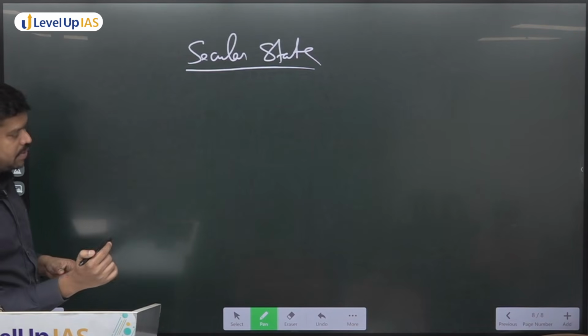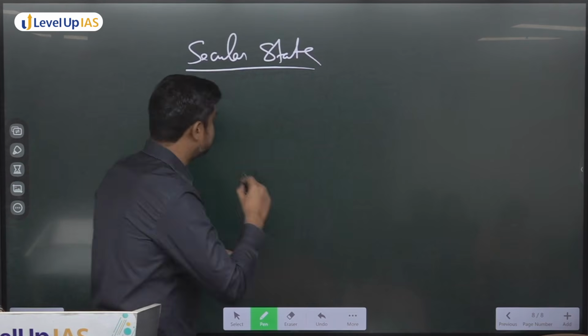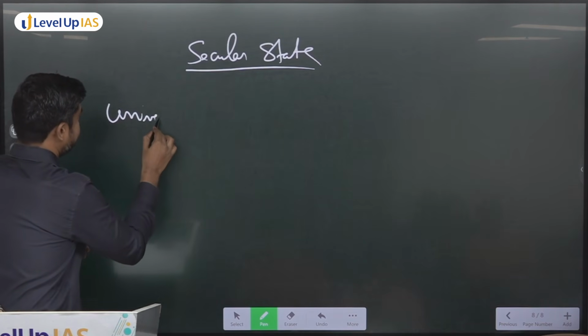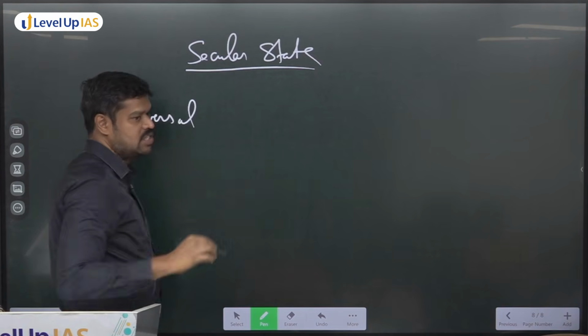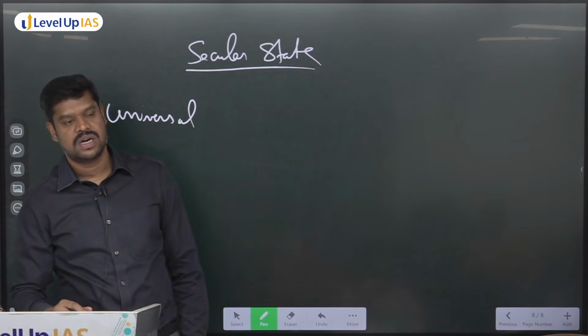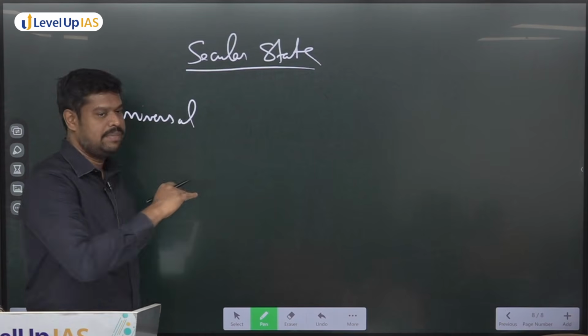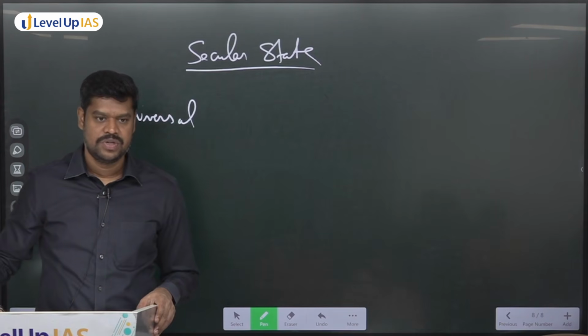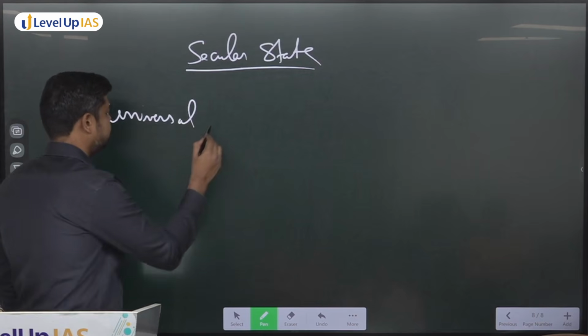Okay, what is the next topic? Universal adult suffrage or universal adult franchise. Both are the same. Suffrage or franchise basically means rights. Universal adult suffrage or universal adult franchise basically means that the right is given universally to all adults. And what is the right that is given? It is the right to vote.